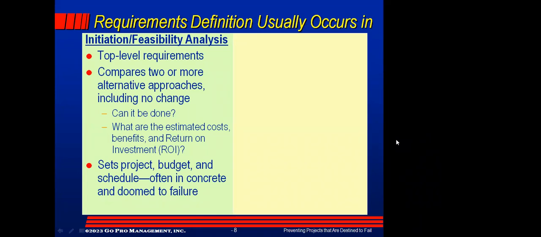Now, in the development process, there are really two major places where requirements definition should occur. One of them is up front, where we're identifying top level requirements. This is also where you set your strategy. And that's often occurring implicitly. And that's a problem because it needs to be explicit. When it's implicit, it's too easy for it to get messed up.